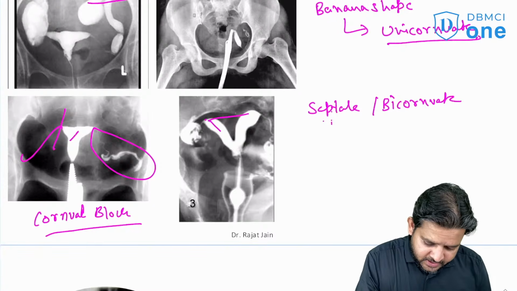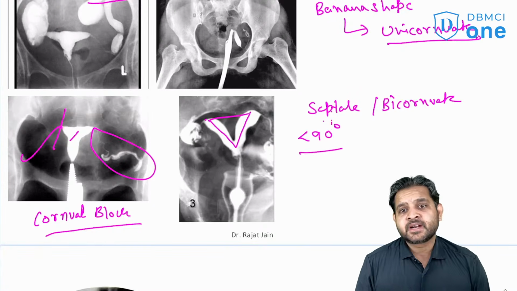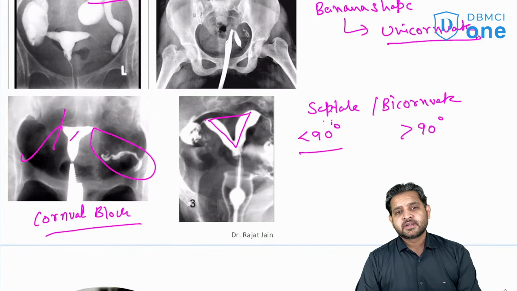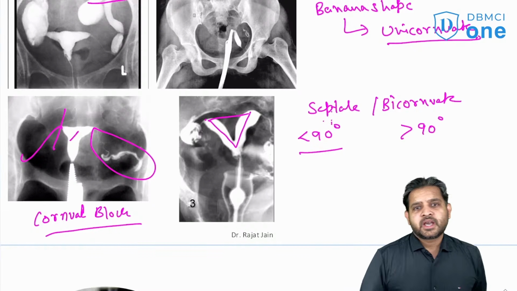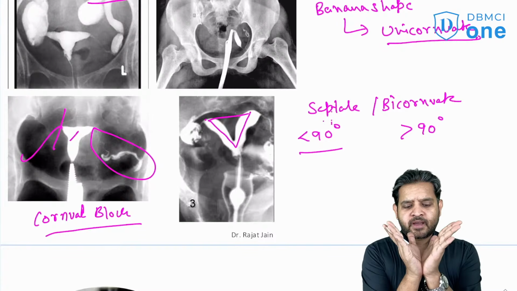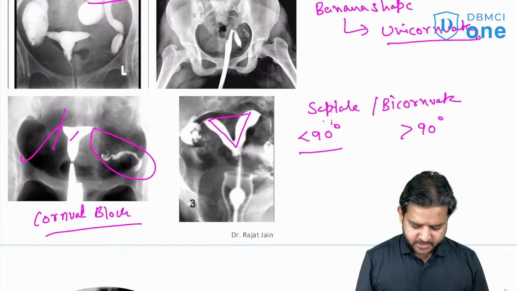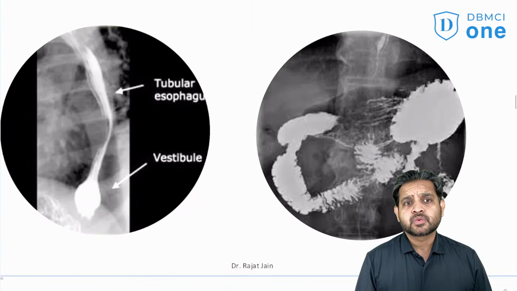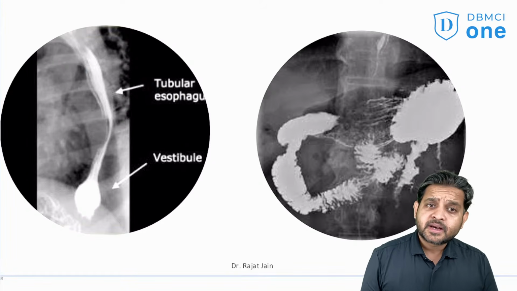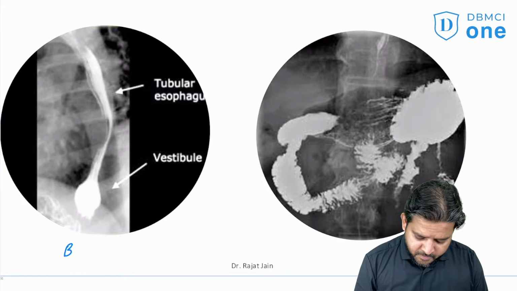Now, if the intercornual angle is less than 90 degrees, then it is septate. If the intercornual angle is more than 90, then it's a bicornuate uterus. An equivocal image is not going to be there in your exam, so it will be clear cut. If it is a wide angle, bicornuate; narrowed angle, then it's a septate uterus. Now, GIT contrast studies. If you see the dye in the esophagus, then this is barium swallow.